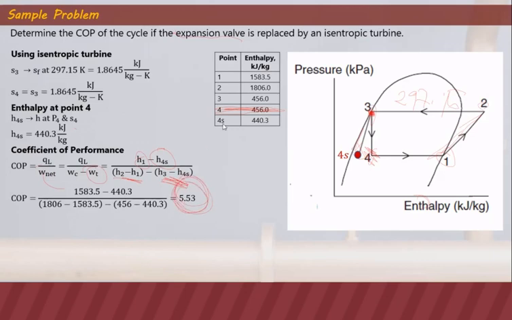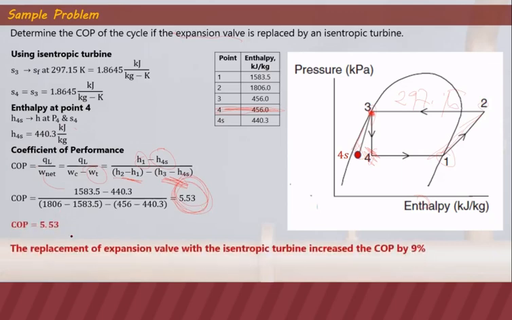The COP when using an isentropic turbine is 5.53. Based on this, the replacement of the expansion valve with an isentropic turbine causes the COP to increase by 9%, from 5.07 to 5.53. Therefore, we can recommend the replacement of the expansion valve with the isentropic turbine for the process 3 to 4. Having said that, we already have all of the unknowns for that.